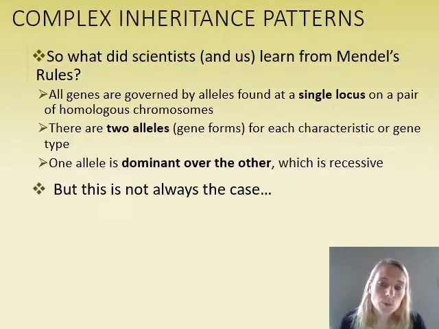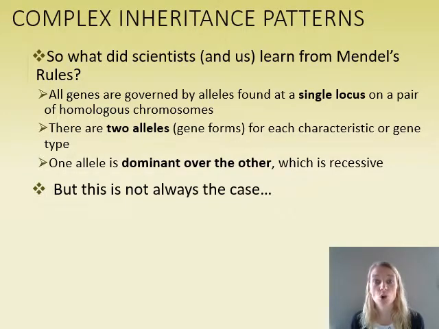Okay, so what did we learn from Mendel? We learned what we call classical inheritance patterns, our simple inheritance patterns. Genes are governed by alleles found at a single locus on your homologous chromosomes. There are often 2 forms of the gene, these are your alleles, and one will dominate over the other. That's the dominant and recessive. But this is not always the case.